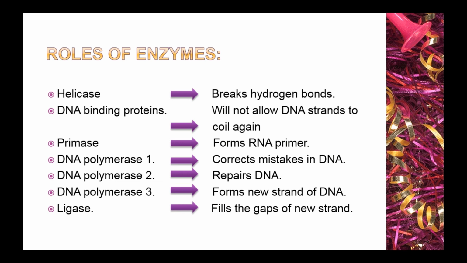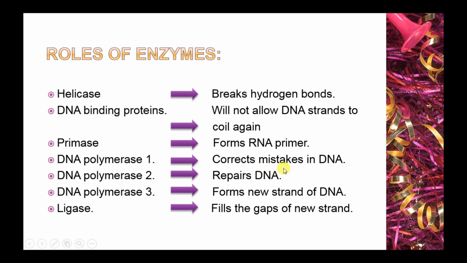Okay, and here in this case, we haven't discussed DNA polymerase 1 and DNA polymerase 2 in our full complete topic. Now I will let you know about these two enzymes also. These are also important in the replication of DNA. DNA polymerase 1, its role is to correct the mistakes in the DNA. Sometimes wrong nucleotides are placed by DNA polymerase 3.